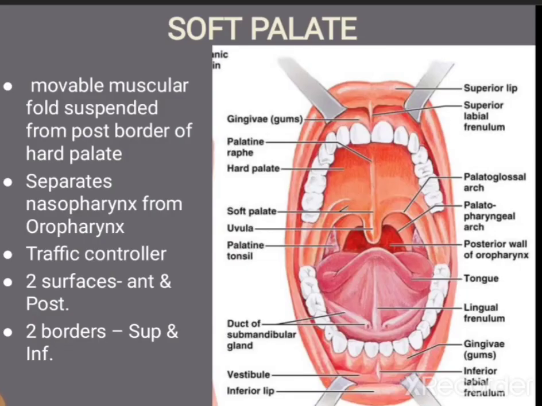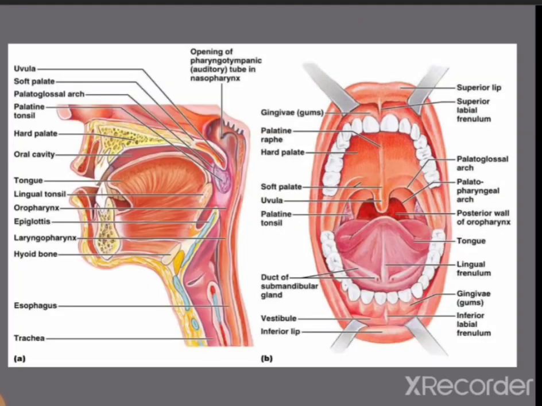Then the soft palate is a movable muscular fold which is suspended from the posterior border of the hard palate. Here we can see the soft palate. It separates the nasopharynx from the oropharynx. It is a traffic controller. It has two surfaces, the anterior and the posterior. This is the anterior surface, and behind that we have the posterior surface. Two borders are there: this is the superior border and this is the inferior border.